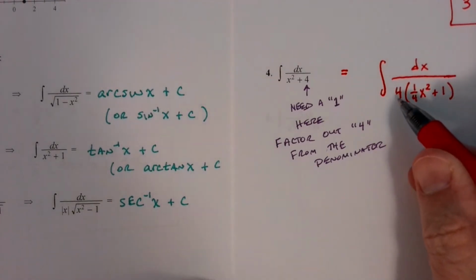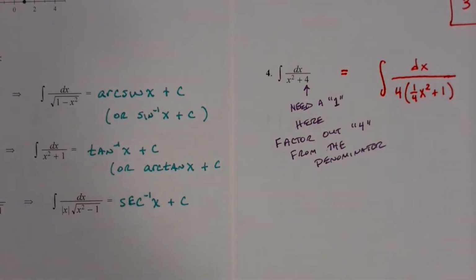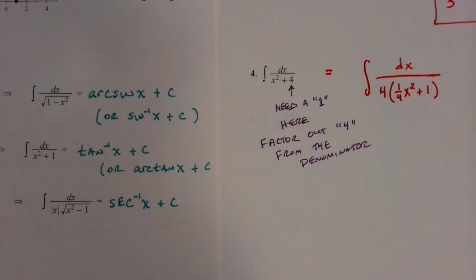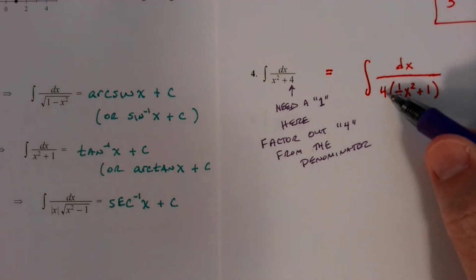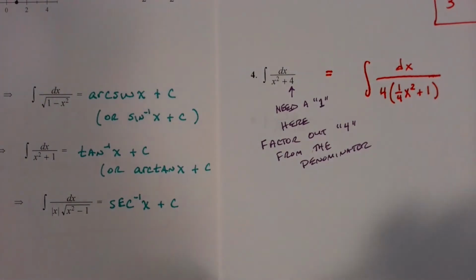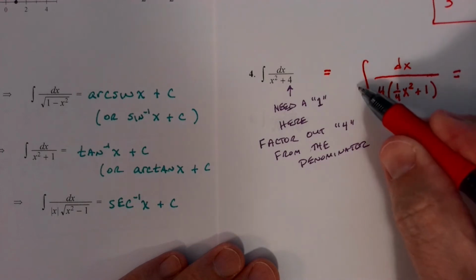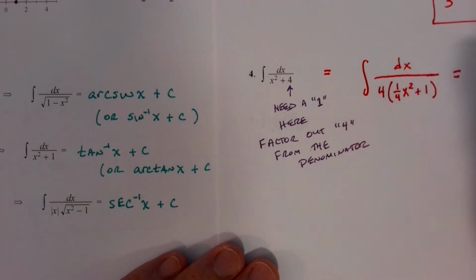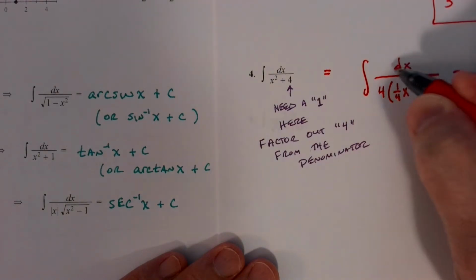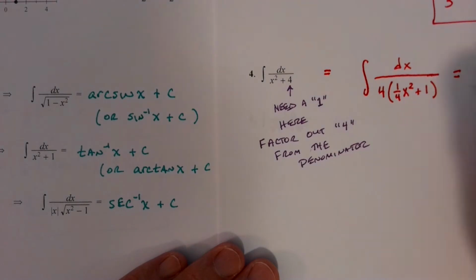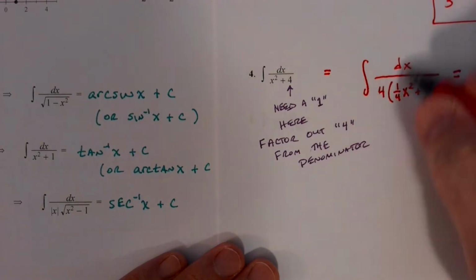Multiply back through by 4. What do you get? 4 times 1/4 is 1x squared. 4 times 1 is 4. I can factor out a 4. And so we now have the 1 here. This 4 can come outside the integral. Now be careful. Does it come out as 4? It's 1/4, right? It comes out as 1/4, not as 4. It's not up here. If it was up here, 4 would come out, right? It's 1/4 times this.